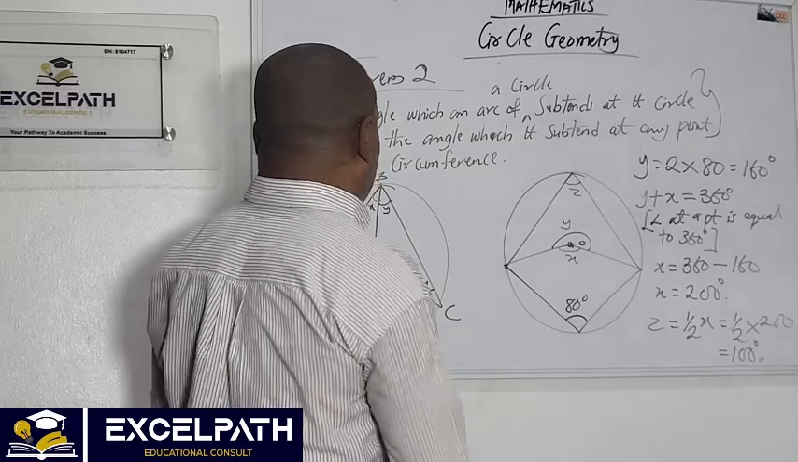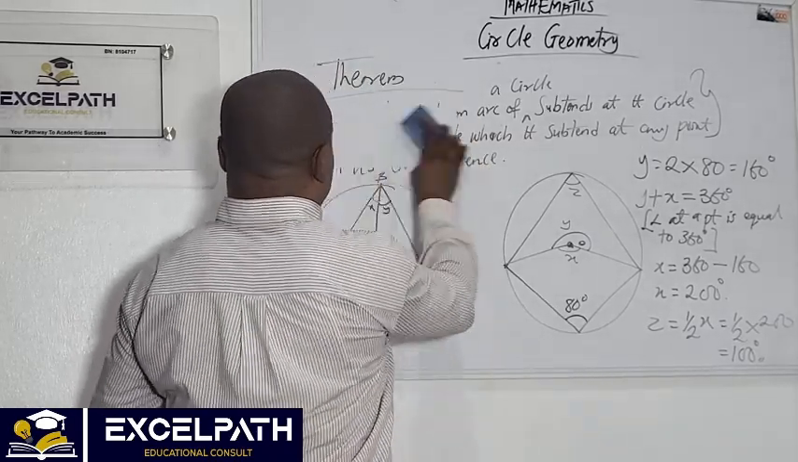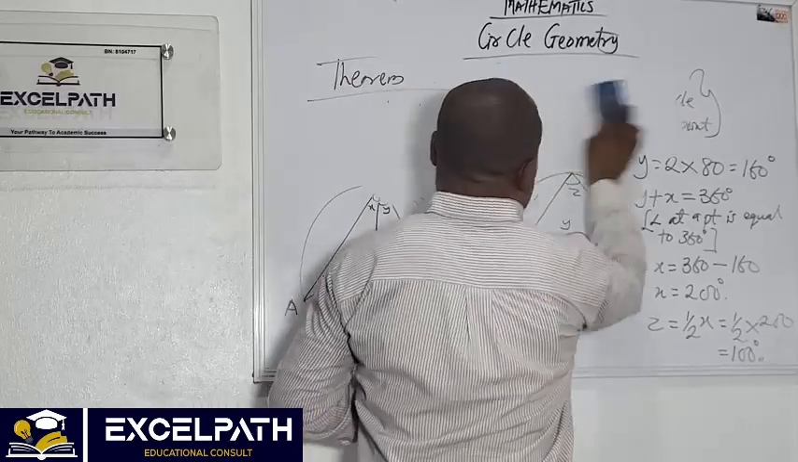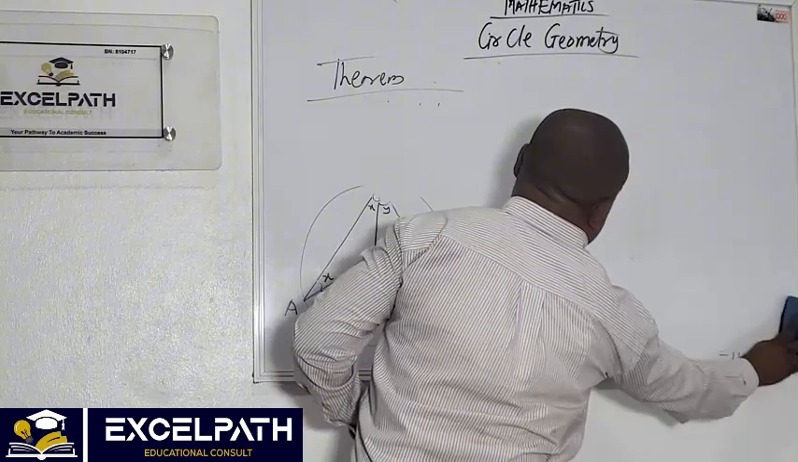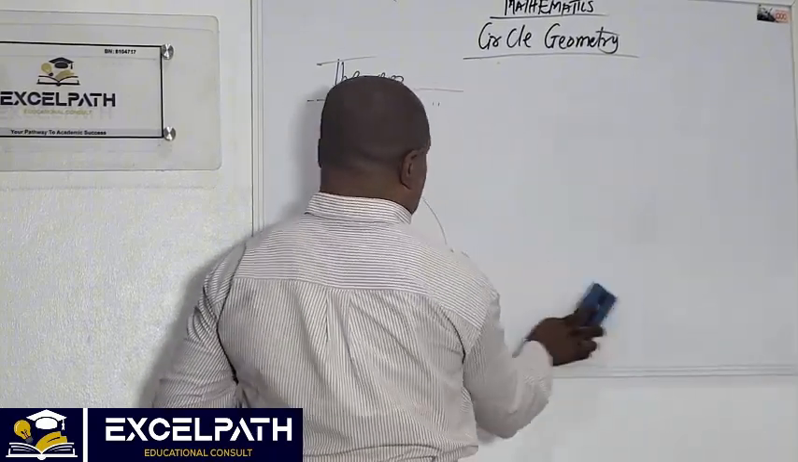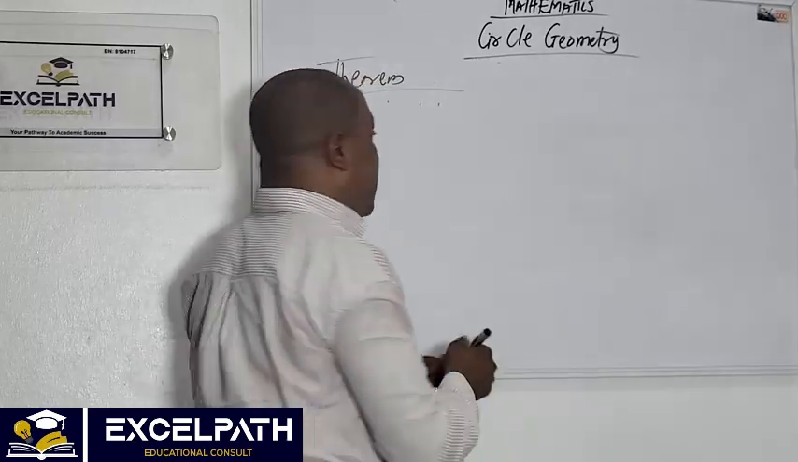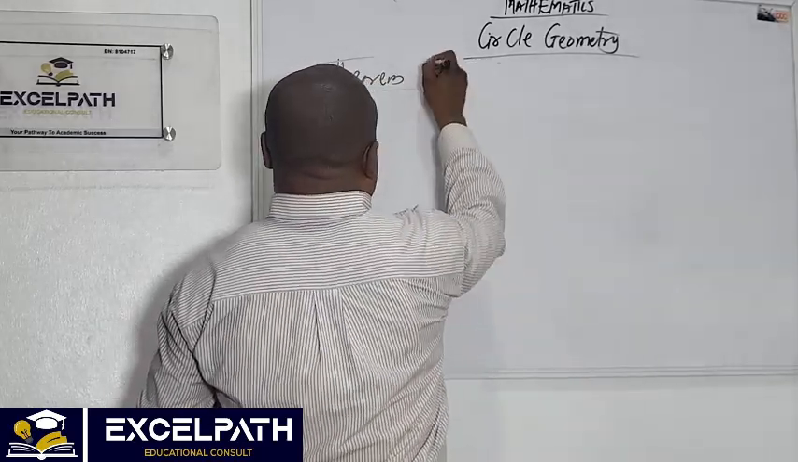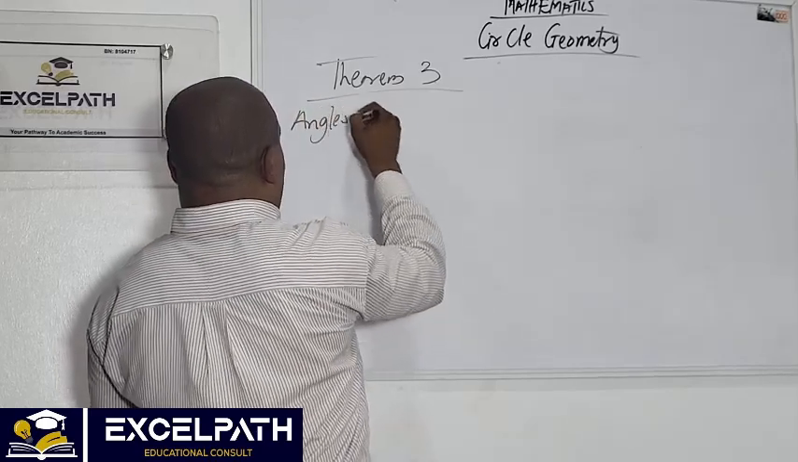Quickly, let's move to theorem 3. Hope we're progressing. Theorem 3 says that angles in the same segment are equal.